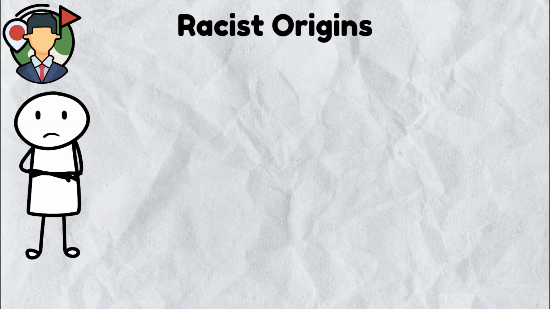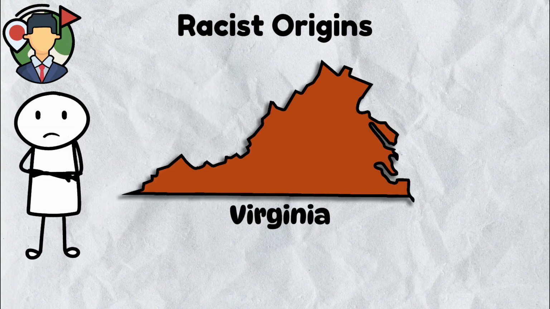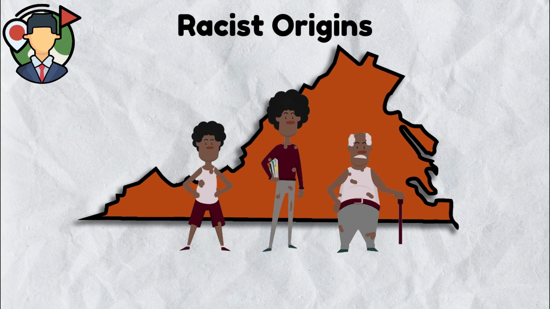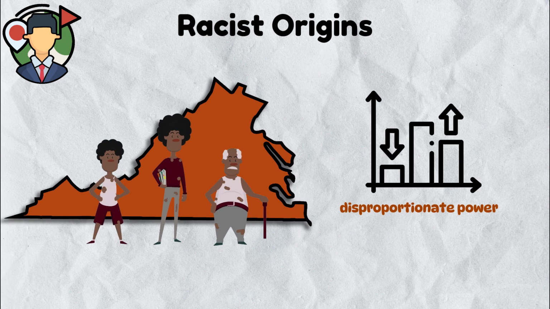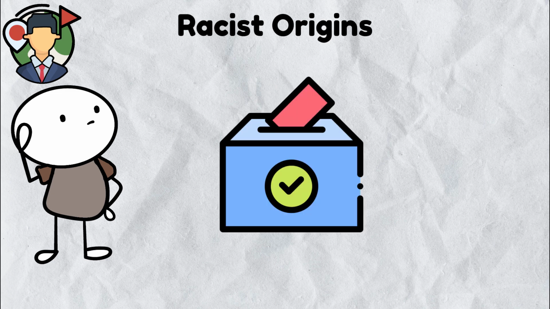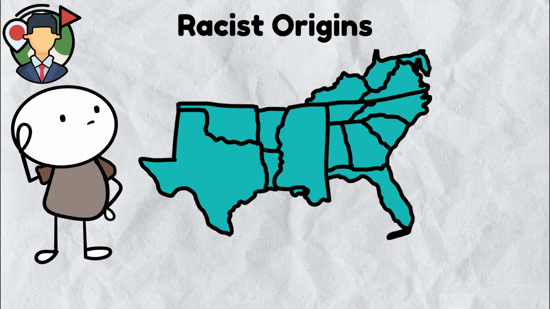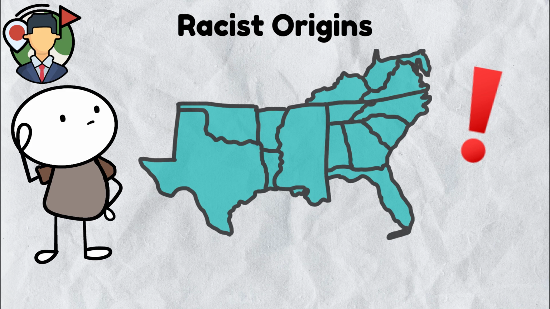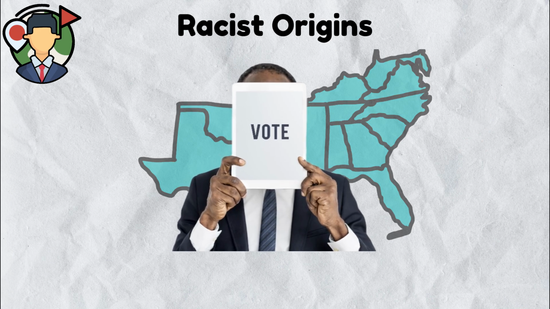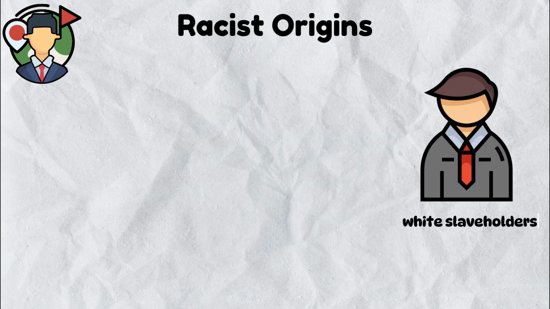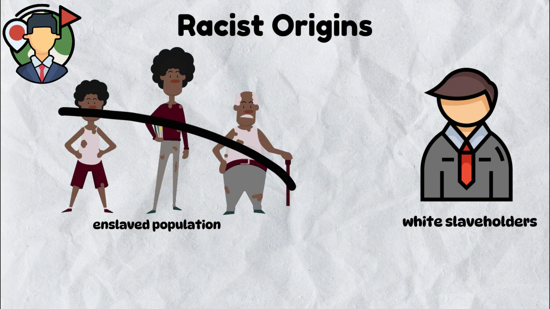The impact of this decision was profound. States like Virginia, with a high number of enslaved individuals, gained disproportionate power in presidential elections. This allocation of electoral votes based on the 3/5 Compromise allowed these states to have a significant impact on the outcome of elections, effectively amplifying the voice of white slaveholders while silencing the enslaved population.